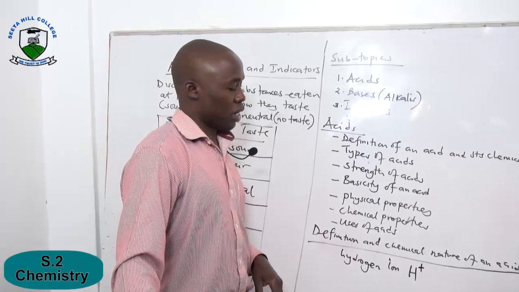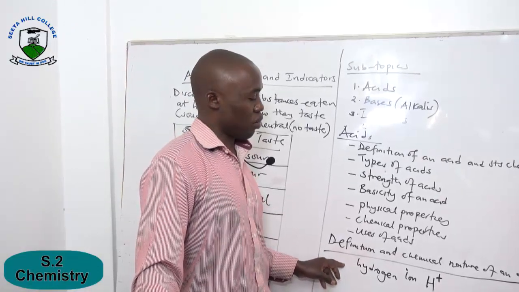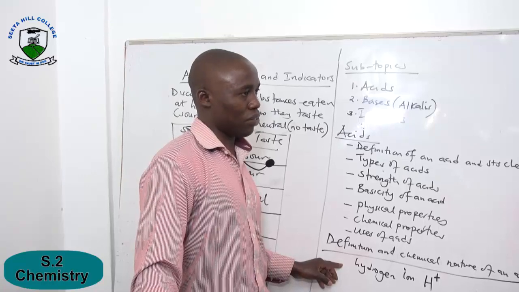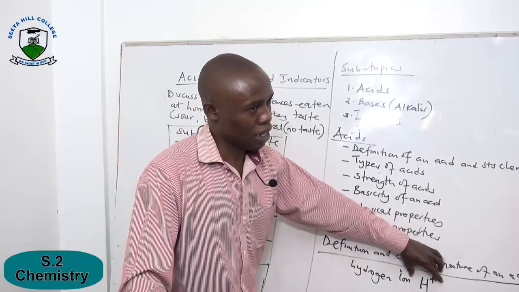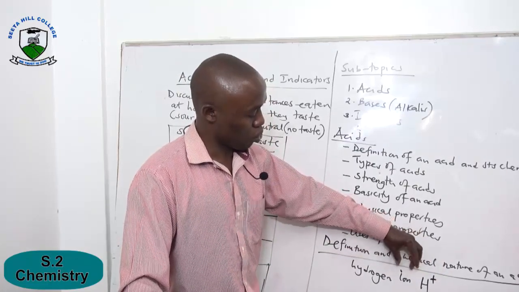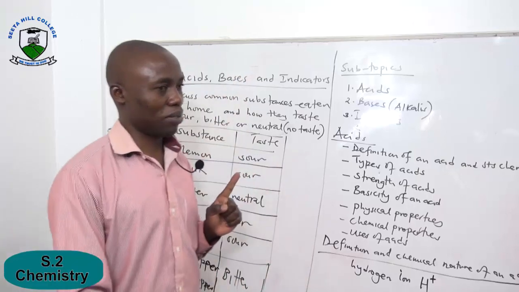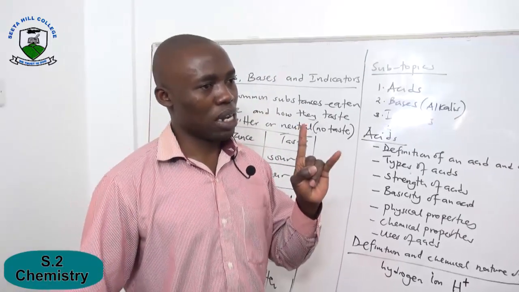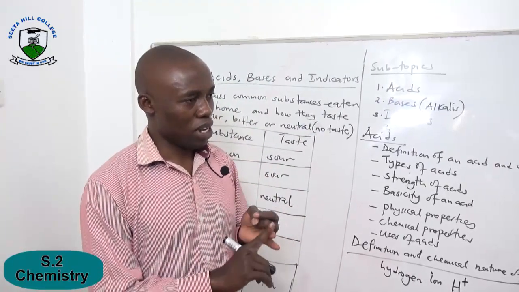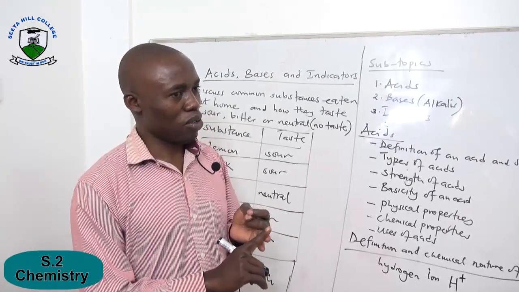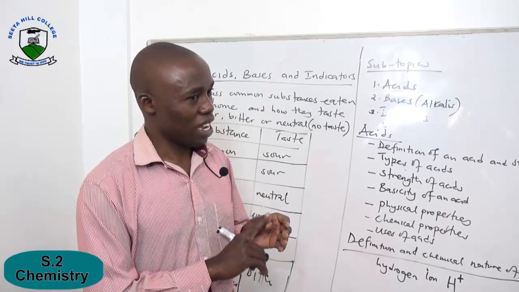Now we shall see later under the periodic table how this charge comes about. But we are seeing that what makes the acid really sour is this chemical species. It's under a group of chemical species that we call ions. That means as we advance from senior one, we met atoms, we met molecules, then we met elements, we met compounds, now we are meeting ions.